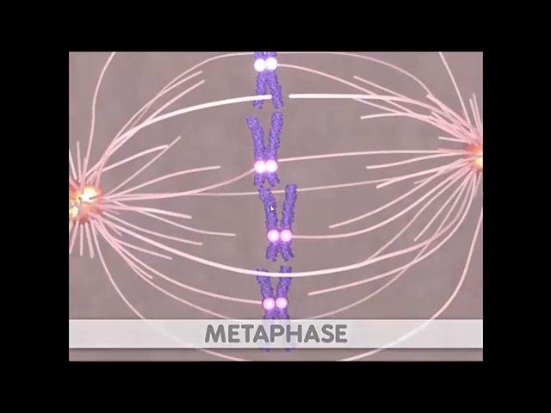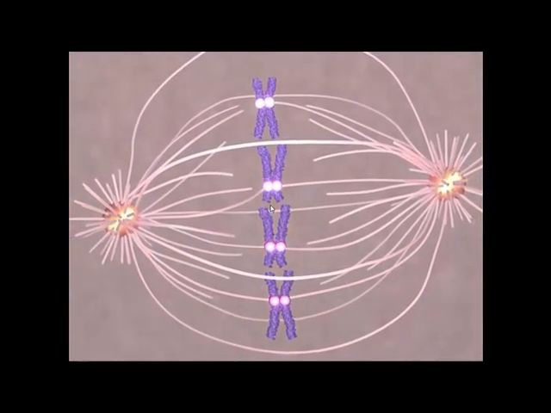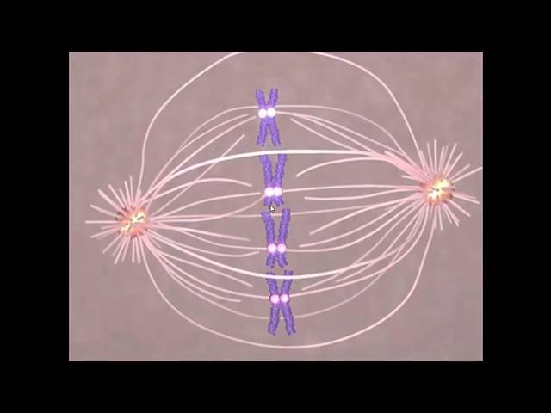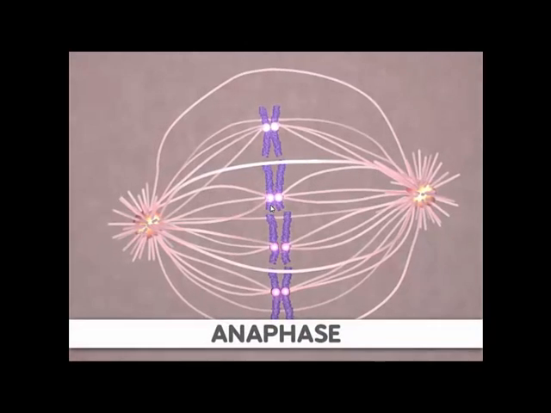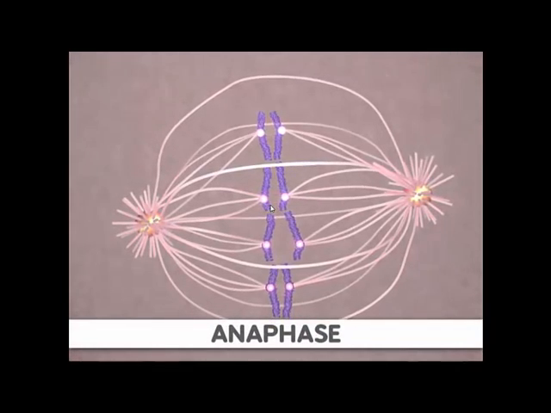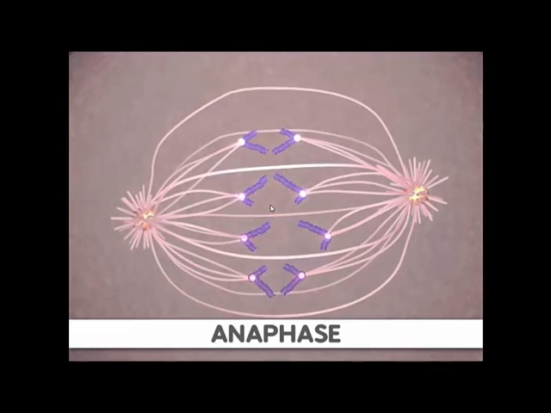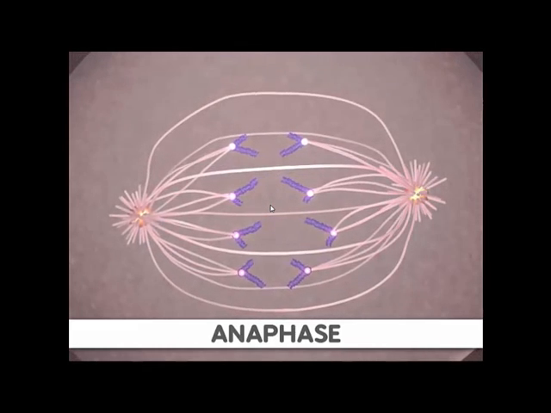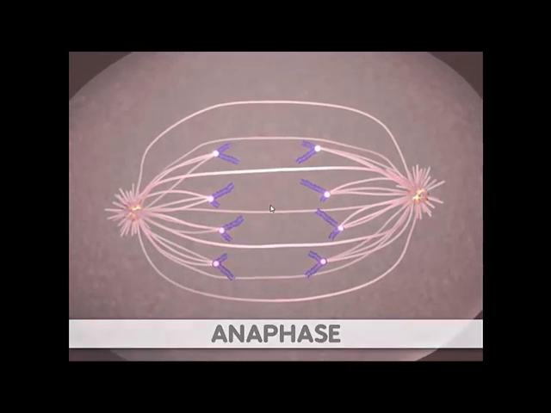Now, the sister chromatids are ready to be separated. This occurs during anaphase through a shortening of the microtubules attached to the kinetochores. Additionally, the poles of the cell move farther apart, causing increased separation of sister chromatids. At the end of anaphase, the sister chromatids have moved to the two ends of the cell.